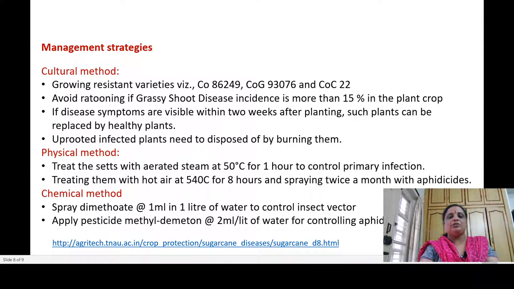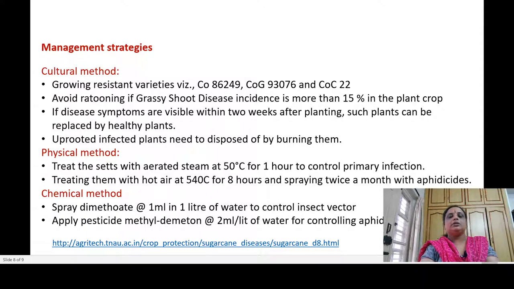The chemicals which we can use to control these aphids: we can spray dimethoate at 1 ml in 1 liter of water to control such insect vector, and also apply pesticides like methyldemeton at 2 ml per liter of water for controlling aphids. However, to conclude, to manage this particular disease, use the disease resistant varieties.